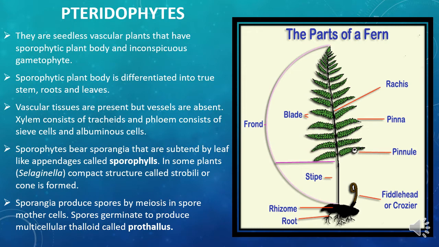So sporangia is a structure which produces spores, and these spores are produced from the spore mother cells. Spore mother cells are diploid in nature, and these diploid spore mother cells give rise to the haploid spores through the process of meiosis. So the sporophytic plant body is always diploid in nature, as we have seen earlier, and the spores germinate into the haploid gametophyte. So the spores are haploid in nature and they give rise to the haploid structure, that is the gametophyte. Spores germinate to produce a new thalloid structure. New plant is called as prothallus.